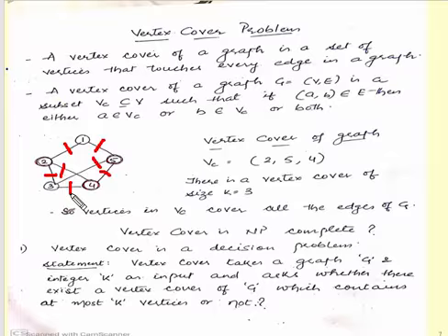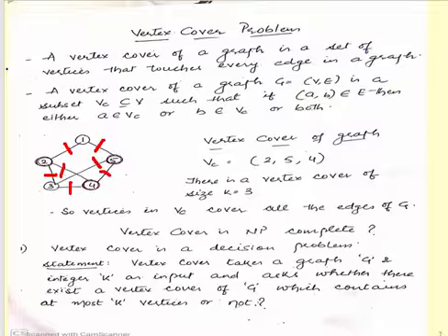Then you will check, is there any remaining edge in the graph? No. Okay, if it is no, that means it is having a vertex cover of size k. But suppose if there is any remaining edge, then it is not having any vertex cover of size k.